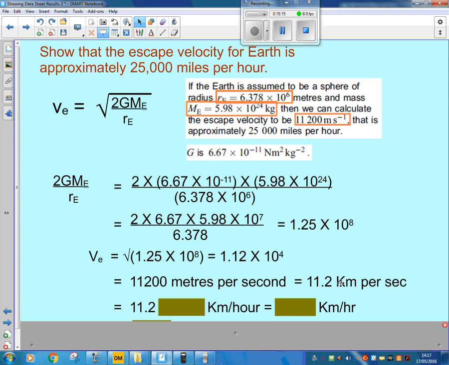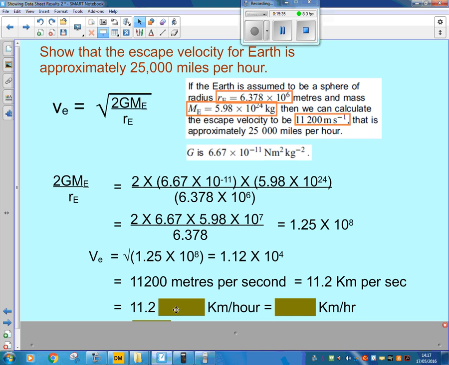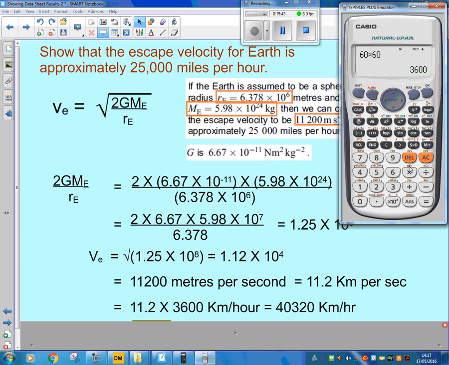Kilometers per hour. Well, there are 60 seconds in a minute, 60 minutes in an hour. So in an hour, I'm going to go 60 times 60, 3,600 times as far. So 11.2 times 3,600. I'll just multiply that by 11.2. Let's check it. 40,320. Now that's kilometers per hour.